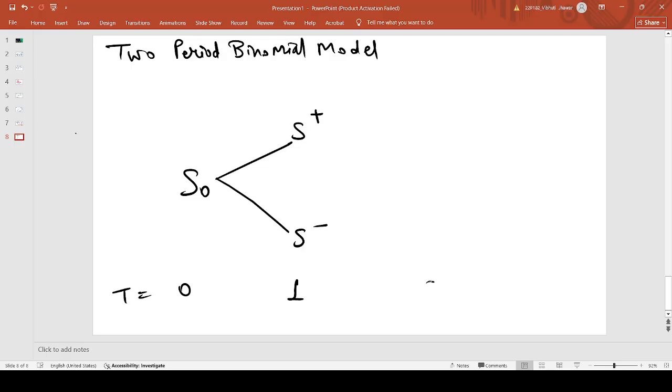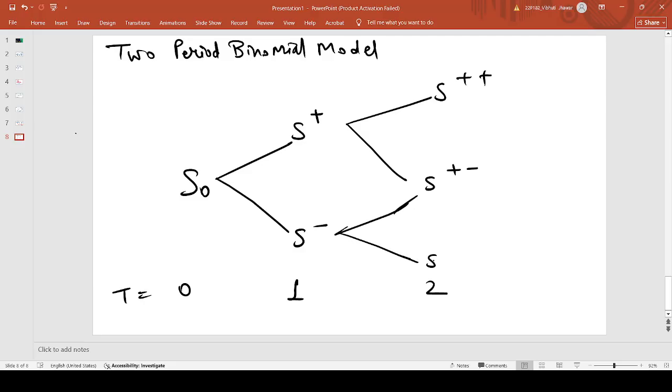Now further at year 2, if the stock price has increased, then again it can either increase or decrease, S plus plus or S plus minus. If the stock price has decreased, it can either increase or decrease. This is the two-period binomial model. S plus minus or S minus plus, it's the same thing.